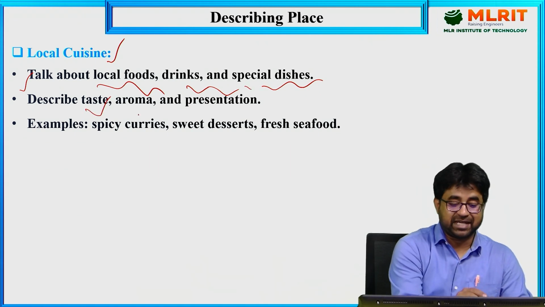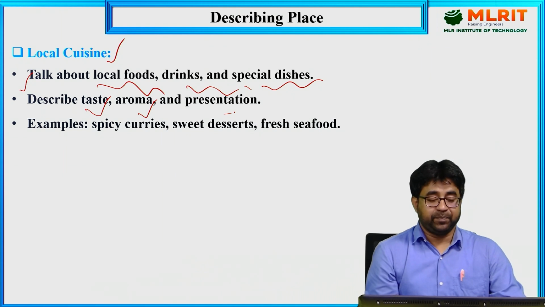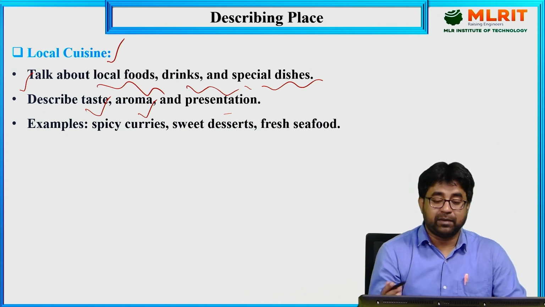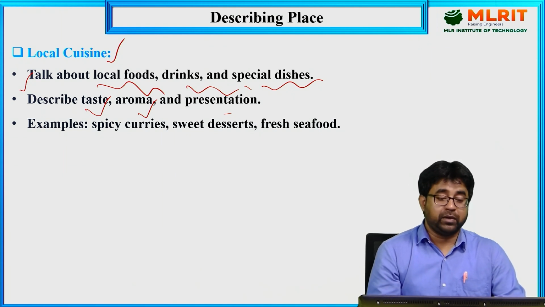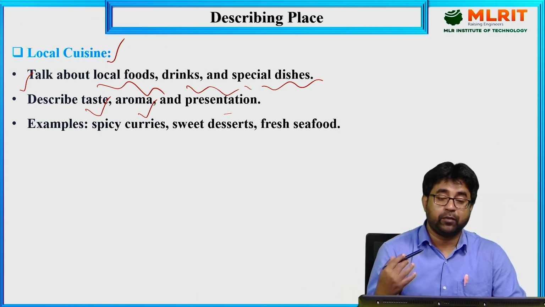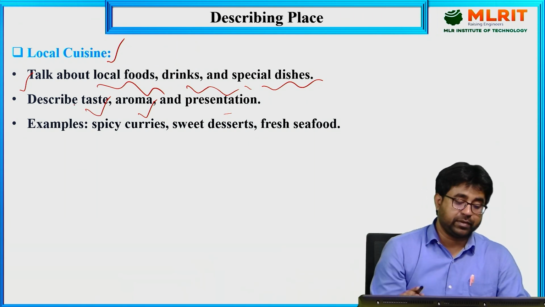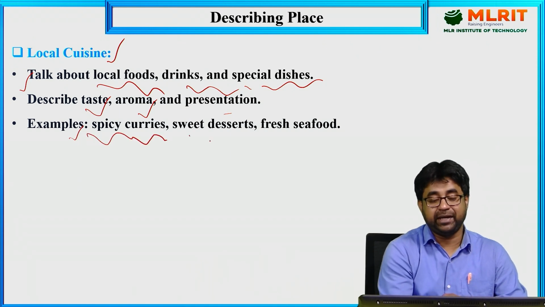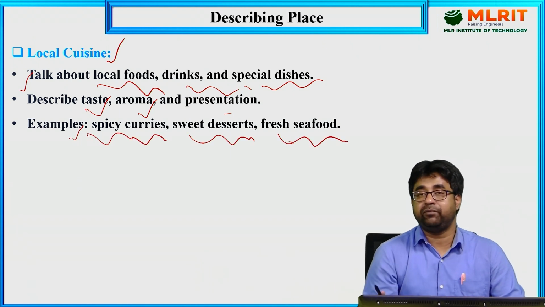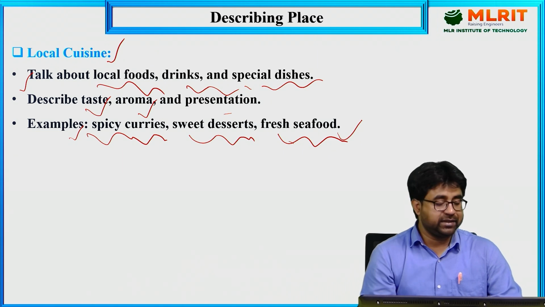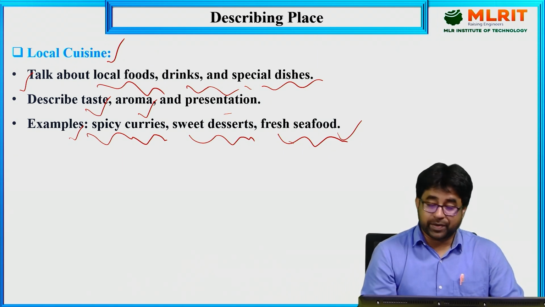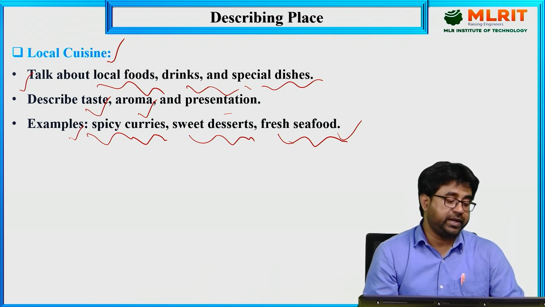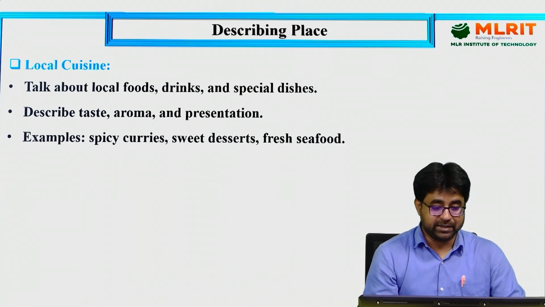Describe their taste, aroma, and presentation. Like how do they serve that particular dish? How do those dishes taste, what kind of aroma do they have, all those things you can talk about. You can say a few examples: spicy curries, sweet desserts, fresh seafood. Now all these things you can talk about. So talking about local cuisine also is very important while describing a place.